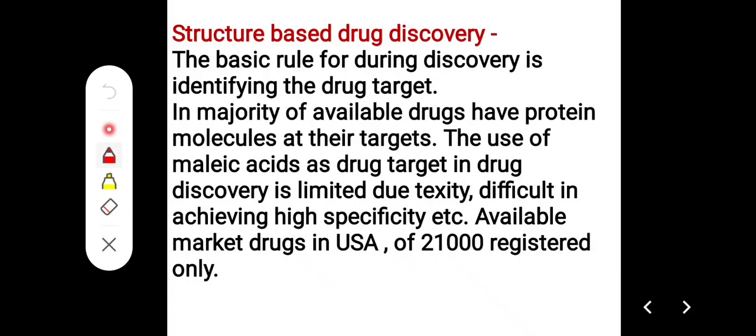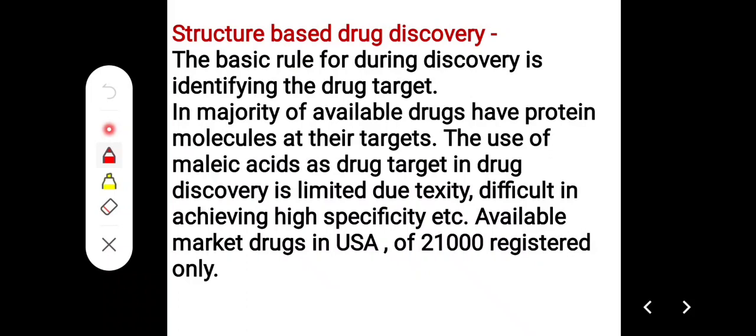In the majority of available drugs, protein molecules are the targets, because in our body all or most of the biomolecules are protein molecules. So a drug which affects an enzyme or receptor, and in most cases enzymes and receptors are made of protein. So drugs also have protein molecules as their targets, for better binding and better interaction.